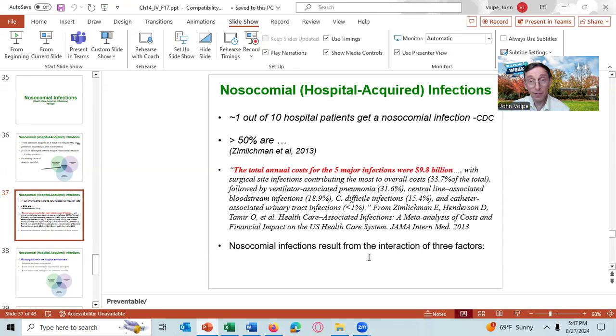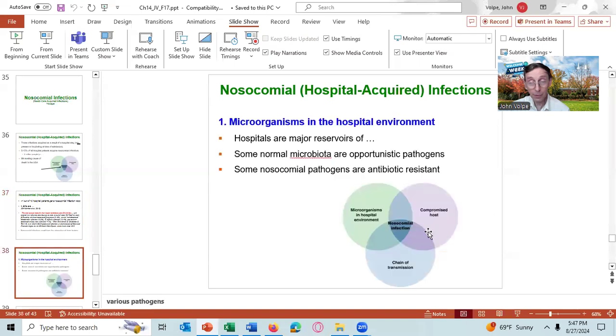Nosocomial infections result from the interaction of 3 factors happening when the patient checks himself into a healthcare facility. And that could be a hospital, a nursing home, a rejuvenation center, or maybe just a health clinic where you're actually there for maybe just a couple of hours.